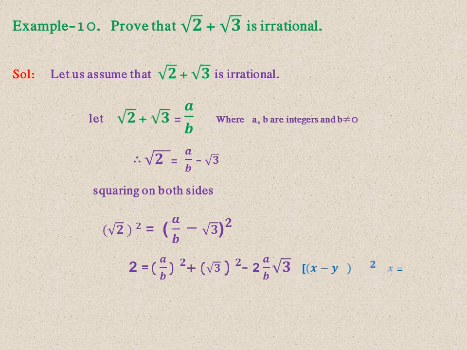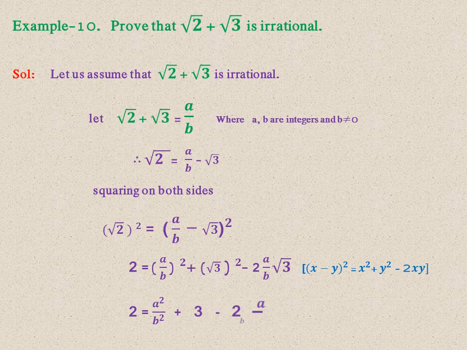So by the (x minus y) whole square identity, we can expand this as x square plus y square minus 2xy. So we write the RHS with x square as (a by b) whole square, y square as (root 3) whole square, and minus 2xy as minus 2 into, in the place of x is a by b, in the place of y is root 3, substituted. So we get 2 equal to a square by b square plus (root 3) whole square, whose value is 3, minus 2 into a by b root 3.